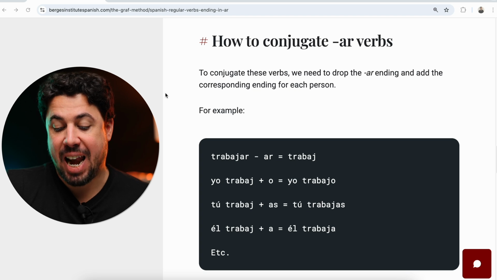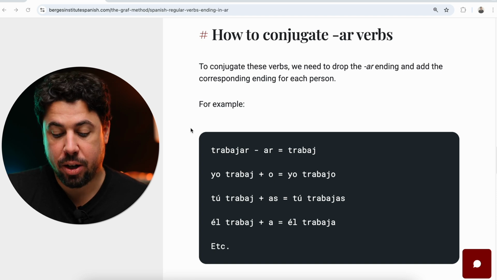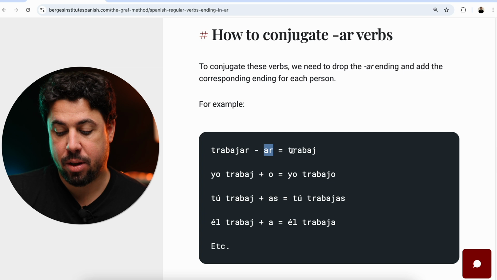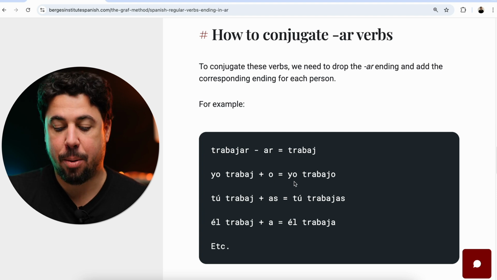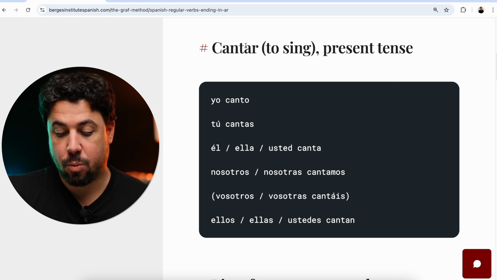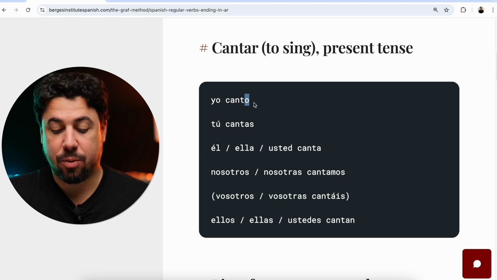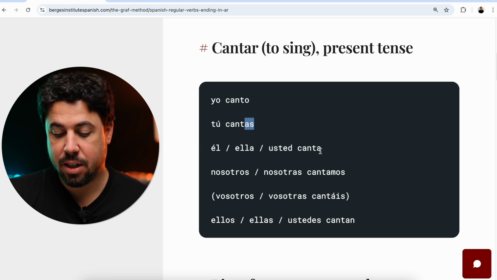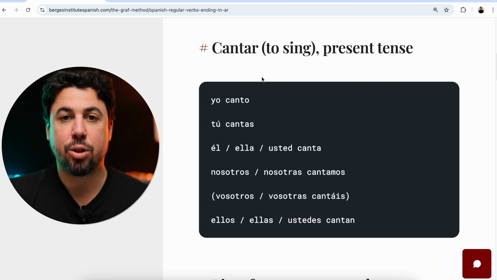How do we conjugate verbs ending in AR? To conjugate these verbs, we need to drop the AR ending and add the corresponding ending for each person. So, for example, for trabajar, which is to work, we remove the AR part at the end. We are left with trabaj. And then we add the endings. Yo trabajo, tú trabajas, él trabaja, ella trabaja. And this is exactly what we were doing with cantar. We remove the AR bit, so we are left with cant, and we add the conjugation endings for the present tense, which are o, as, a, amos, áis, an. So, canto, cantas, canta, cantamos, cantáis, cantan.